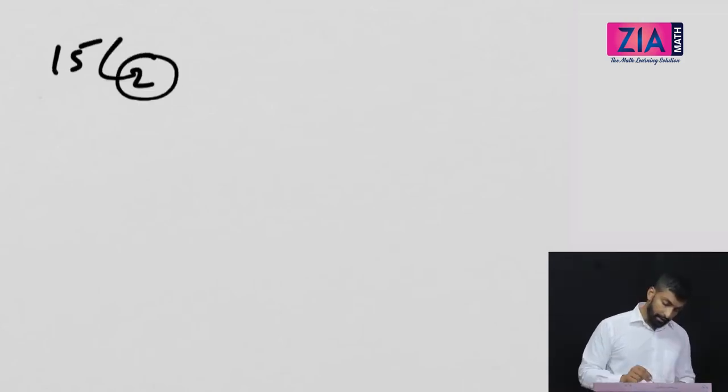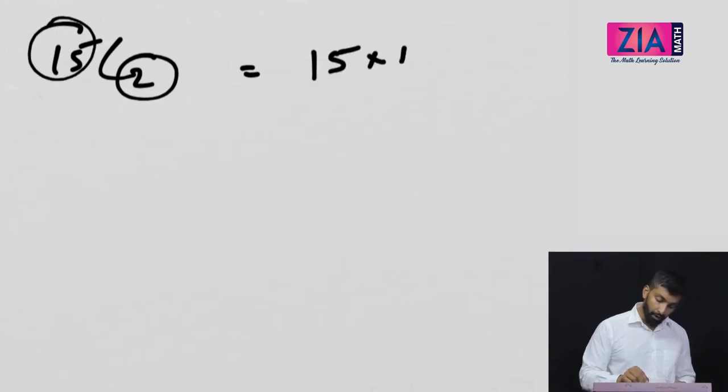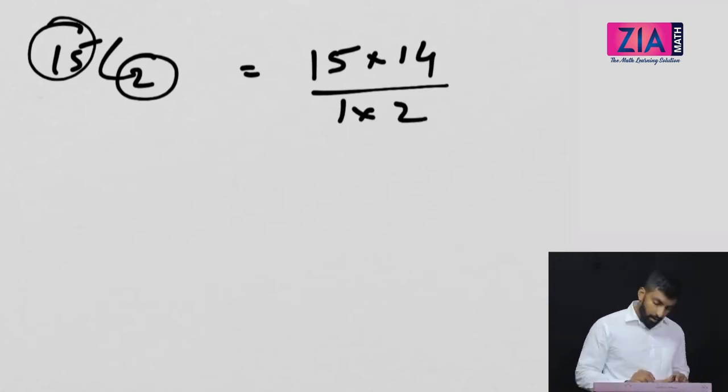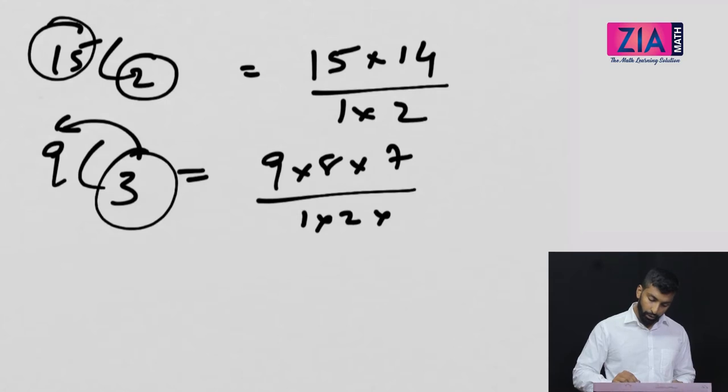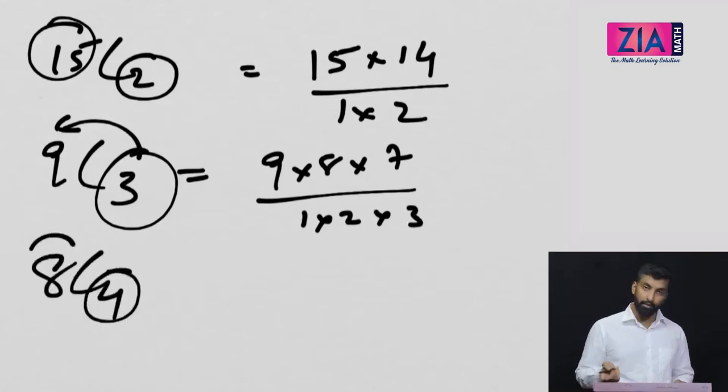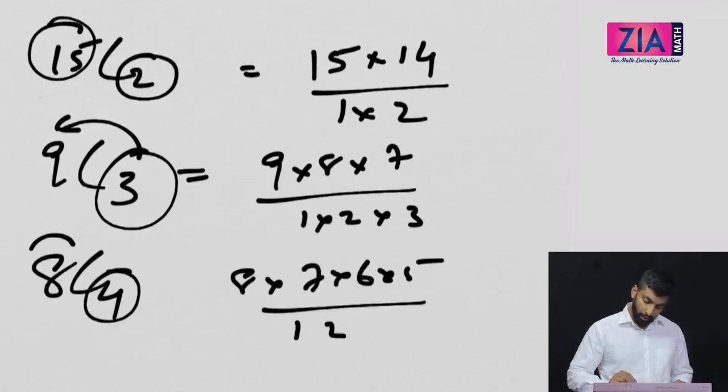How will you write P2, C2, etc.? See, if you see 15C2, how will you write it? This is 2. So from 15 take two terms, 15 into 14, divided by 1 into 2. This is what 15C2 is. Okay. So what about 9C3? This is 3. So take 3 terms. So 9 into 8 into 7 divided by 1 into 2 into 3. Right? So what about 8C4? This is 4. Take 4 terms. So 8 into 7 into 6 into 5 divided by 1, 2, 3, 4.